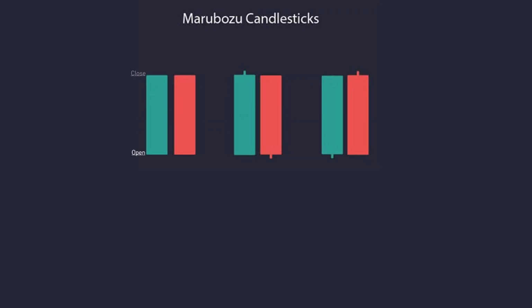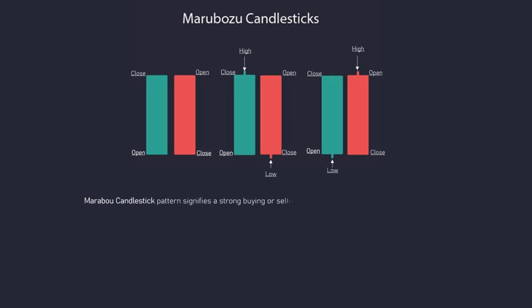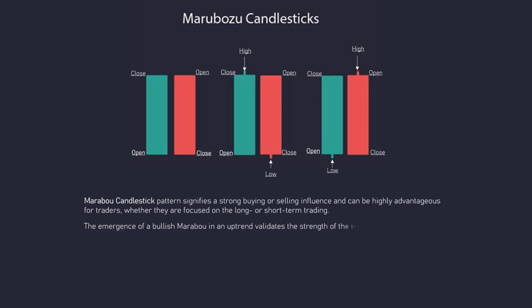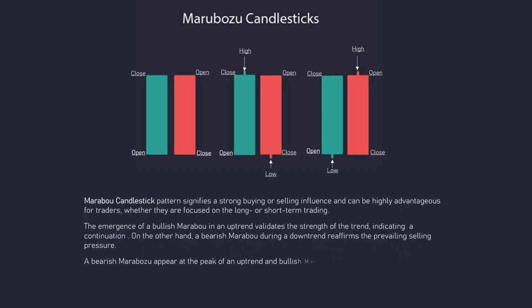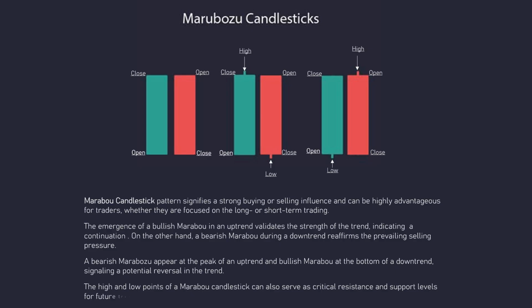Marubozu candlesticks signify a strong buying or selling influence and can be highly advantageous for traders, whether focused on long or short-term trading. A bullish Marubozu in an uptrend validates the strength of the trend, indicating a continuation. A bearish Marubozu during a downtrend reaffirms prevailing selling pressure. A bearish Marubozu appearing at the peak of an uptrend, or a bullish Marubozu at the bottom of a downtrend, signals a potential reversal. The high and low points of a Marubozu candlestick can also serve as critical resistance and support levels for future trades.